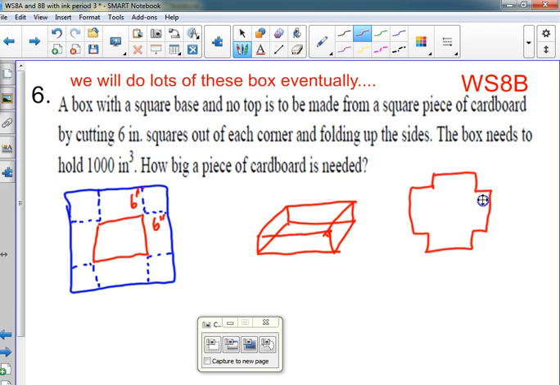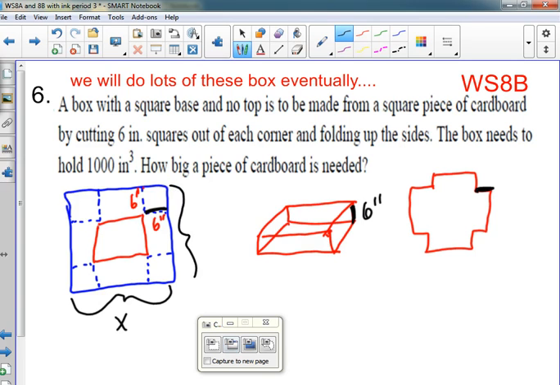Better when I do a physical model? Okay, so this 6 inches right here is this 6 inches right here, which when I fold it up became this 6 inches right there. Does that help? Okay. We don't know how big the original box was. That's what we need to figure out. So we're going to call this X.